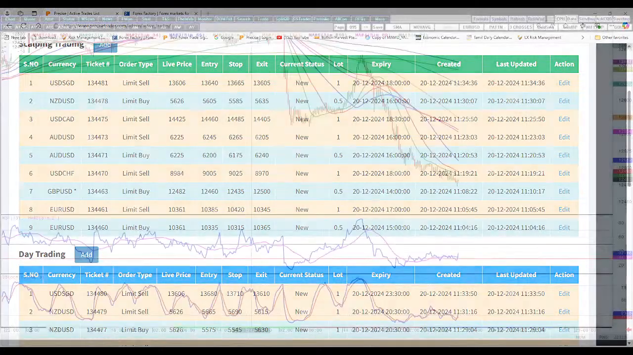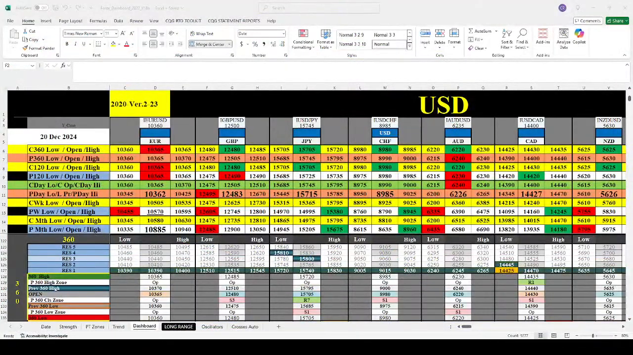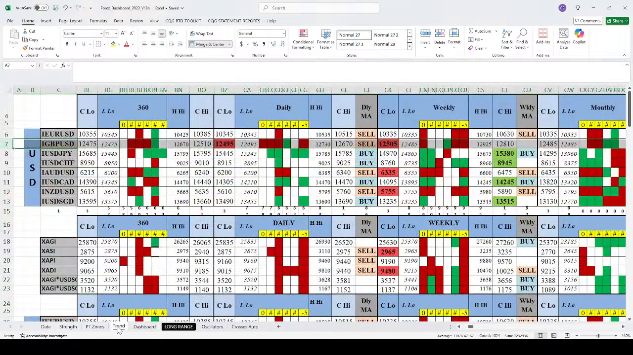Then let's move on to the next cross. The next cross is dollar yen. The weekly trend is up, daily is flat with an upside bias, and 360 is flat with a downside bias. Your 360 low is 156.85.